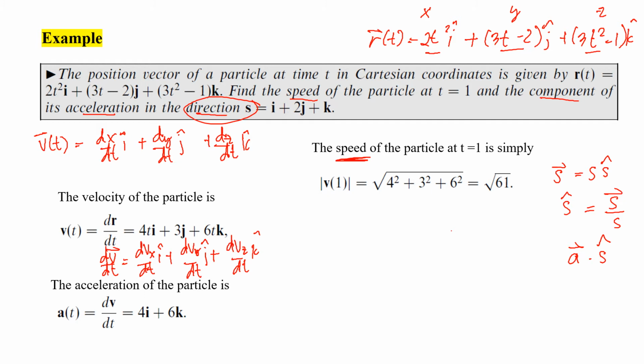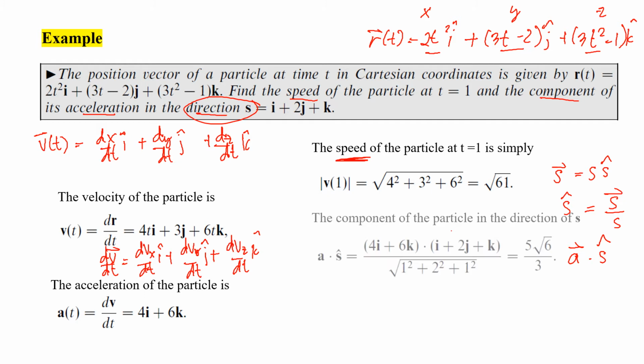Okay, so to solve that one, the component of the particle in the direction of s is equal to your vector A dot with your s hat. So you have first your vector A here, i plus 6k, dot with your i plus 2j plus k, your s hat, divided by the magnitude of your s hat.